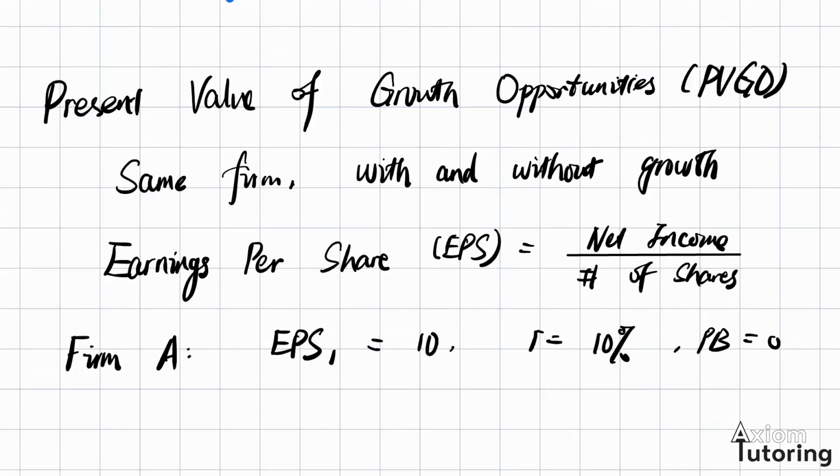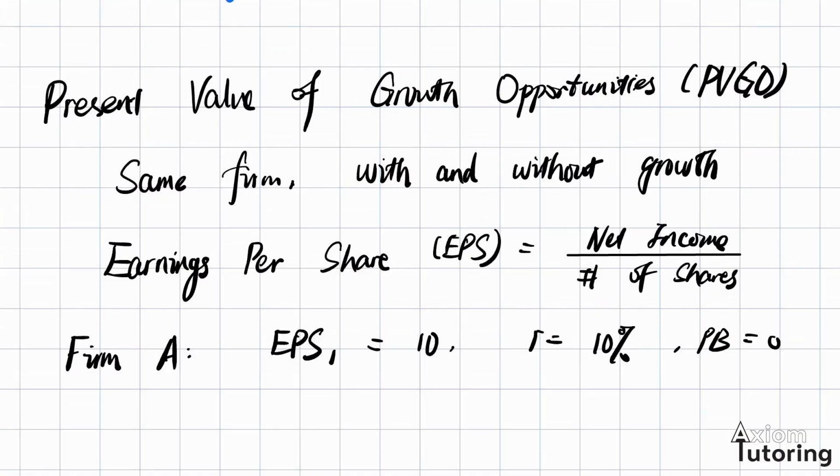In this video, we'll talk about the present value of growth opportunities. As we have seen from previous videos, it is the firm's choice whether to pay out its earnings as dividend or to keep it as retained earnings for plowback or for reinvestment so that the firm could grow. So what is the price impact or the valuation impact for a firm with or without the growth?